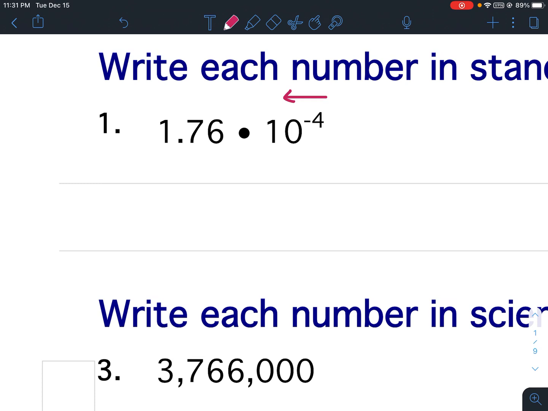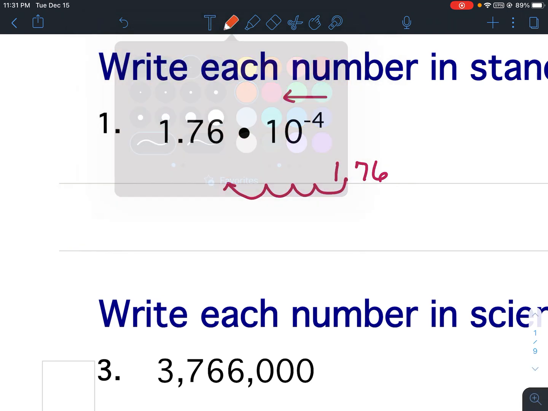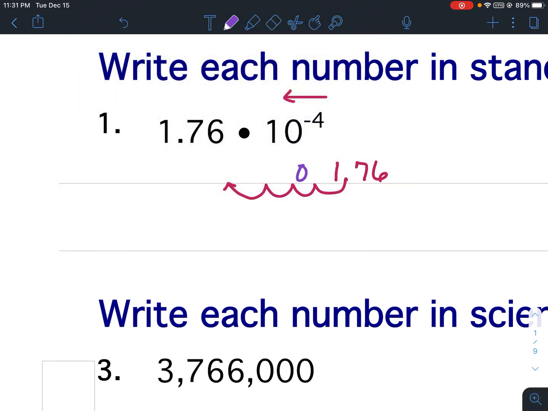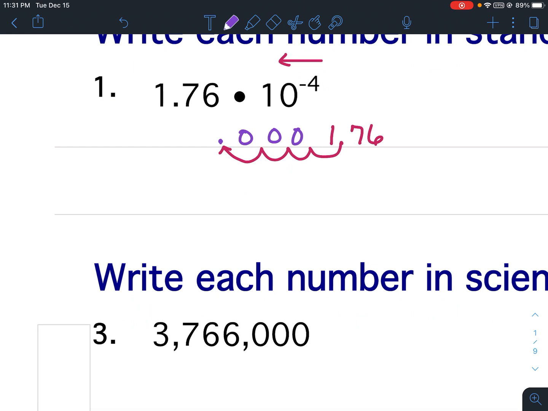So I would have 1.76. And the decimal is going to move 1, 2, 3, 4 spaces. So you would fill this in with zeros, 1, 2, 3. And remember the decimal is going to be there now. So your final answer will be 0.123 zeros and then 176.